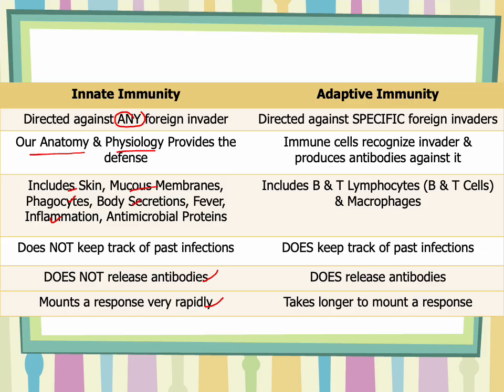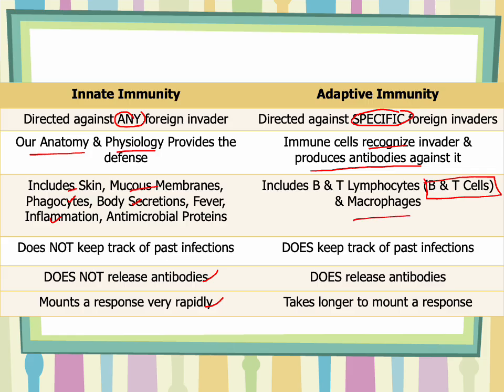So the adaptive immunity is directed against specific invaders, okay? It's developed to attack the specific, more sophisticated invaders, okay? Immune cells can recognize that invader and produce antibodies against it, okay? It includes the B and T lymphocytes. Let me repeat that. B and T lymphocytes, also known as the B and T cells, okay?